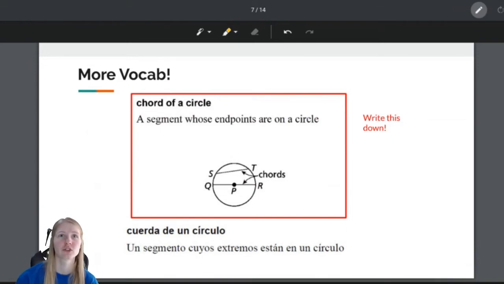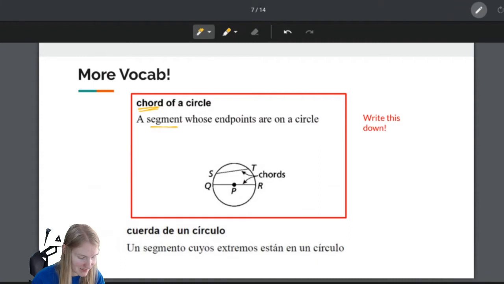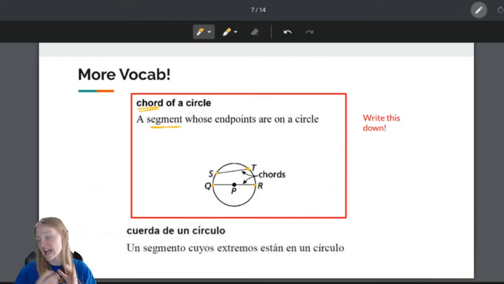So a chord of a circle is a segment whose endpoints are on a circle. And this is important. A chord is a segment. Let's even underline that. A chord is a segment whose endpoints are on the circle. So you see here how S and T are on the circle, and Q and R are on the circle. So a chord is any segment whose endpoints are on the circle.